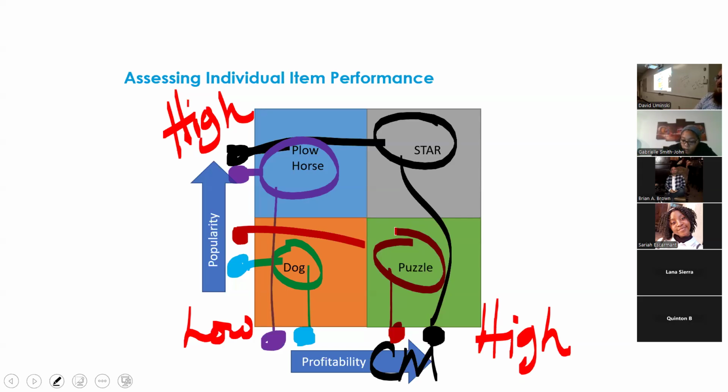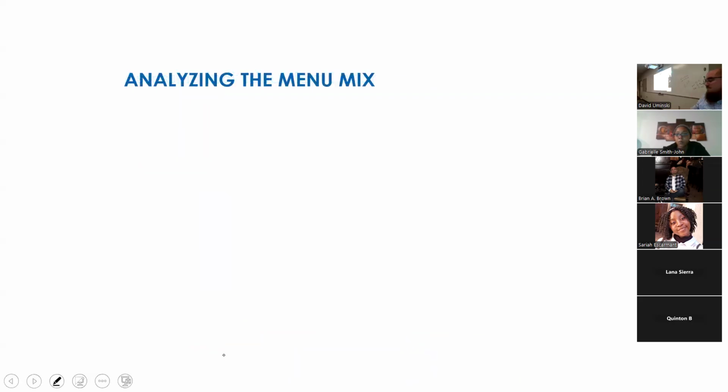Okay. So we'll be able to put our menu items into one of these 4 categories. Okay. But first, we have to determine what is high and what is low popularity and contribution margins. Okay. So let's jump to number 8. We'll stay on number 8, okay? So number 8 is the contribution margin.